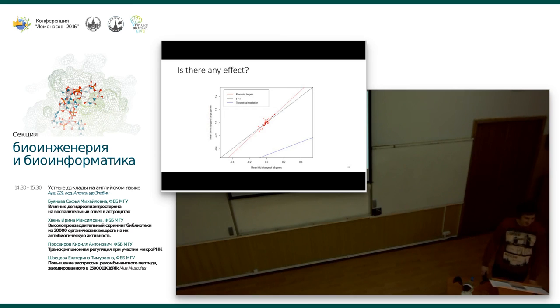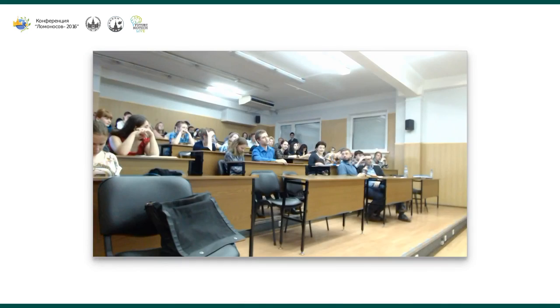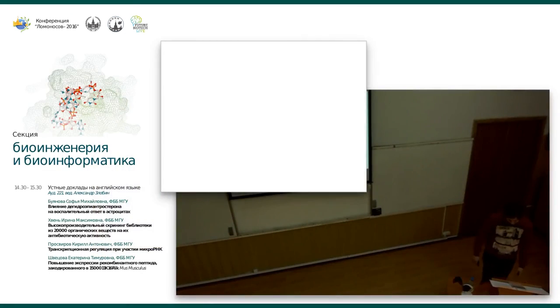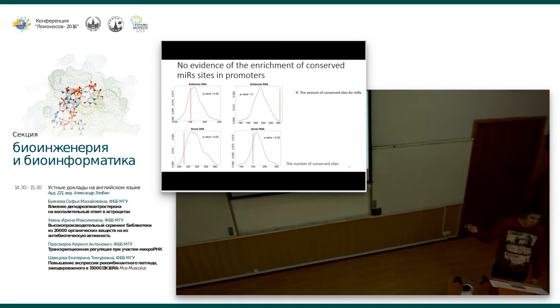Ivan, your question, please. Let's switch to slide number 9. What do you mean when you gave 0? It means that this point lies outside the distribution. And this distribution is generated by? Yes, it's the distribution for control targets, which are obtained by permutating the microRNA database. Thank you for your question.